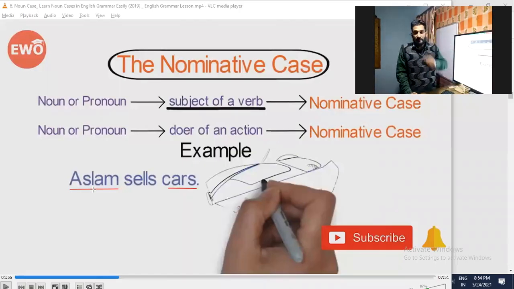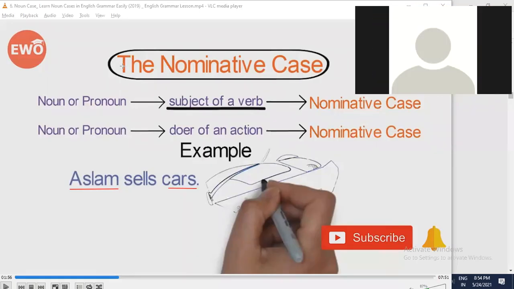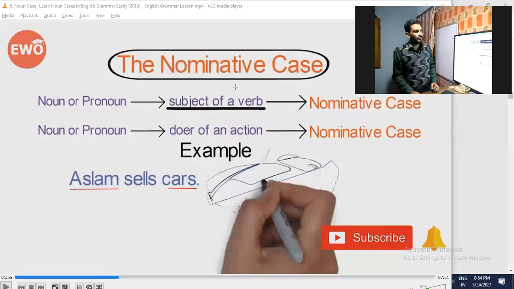Shafkat Nabi, please mute yourself. So a sentence has two parts. One is the subject, the other is the predicate. And the most important thing in the predicate is the verb. We must have a verb. Now here Aslam is one part, and sells cars is the second part.